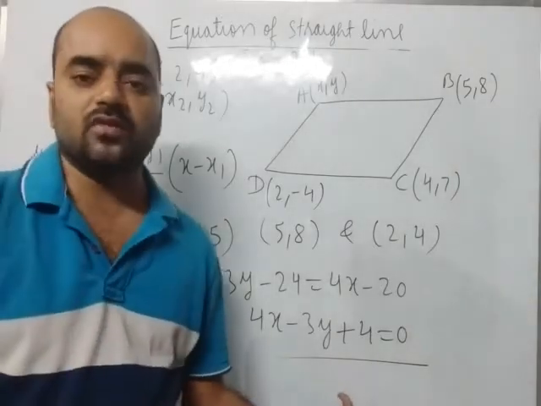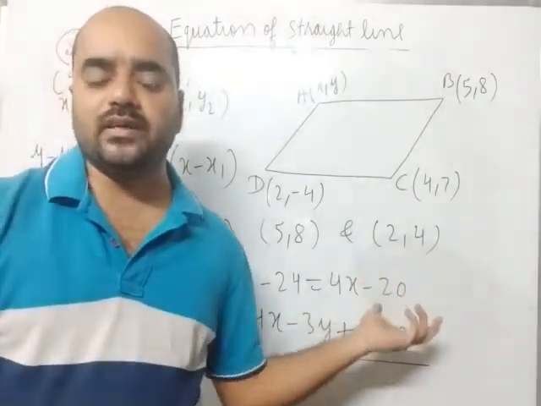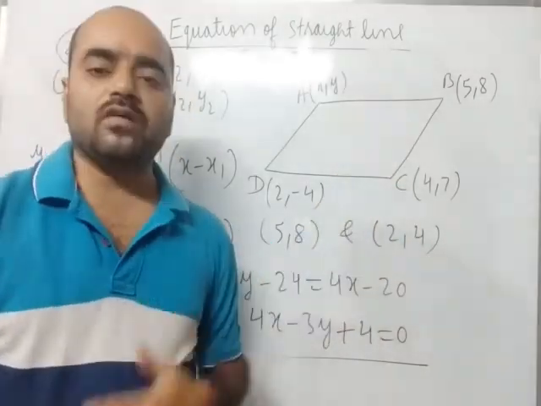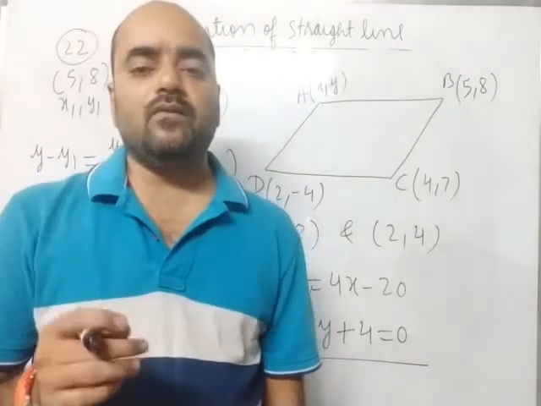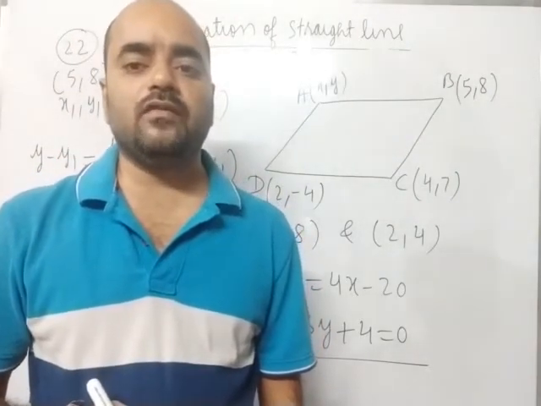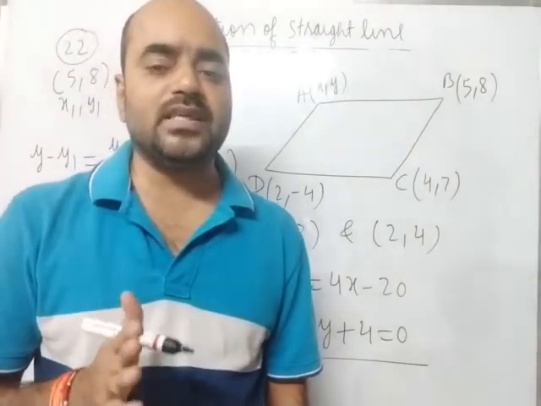Correct? This is the equation of diagonal BD. Already we have done that, which is why I first calculated the second part. But how to solve the first part? See, the first part will be solved using a property. What are the properties of the diagonals of a parallelogram? Diagonals of a parallelogram bisect each other.